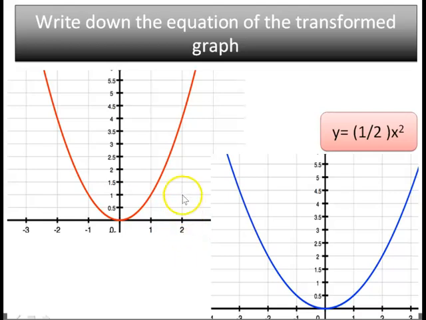For 2 on the x-axis, on our original curve, our red function, we had 2, 4. And now we have 2, 2. So what's happening is the y values have been halved. That's why we get y is equal to a half x squared. The half is stuck onto the front of the x squared.